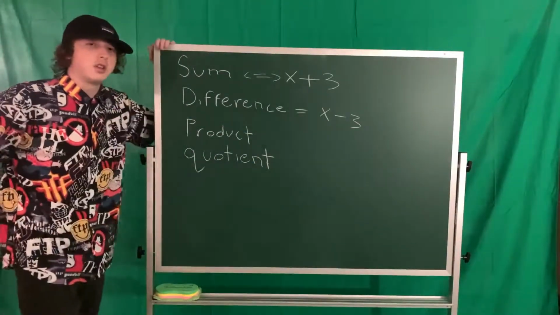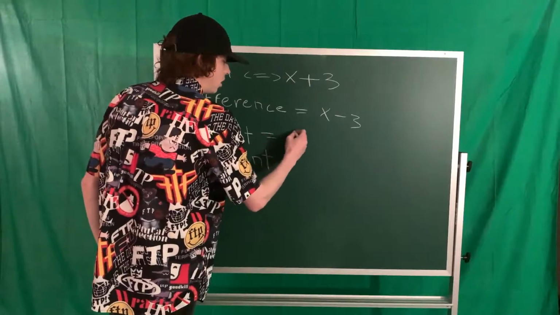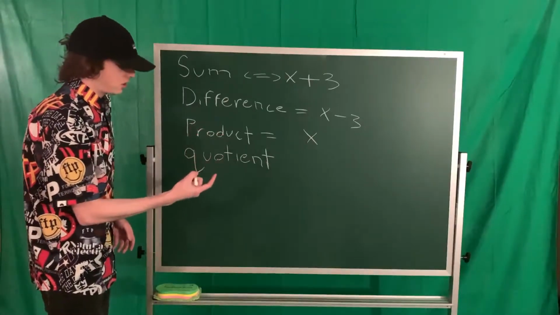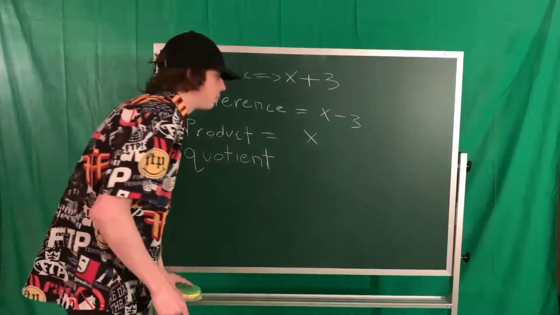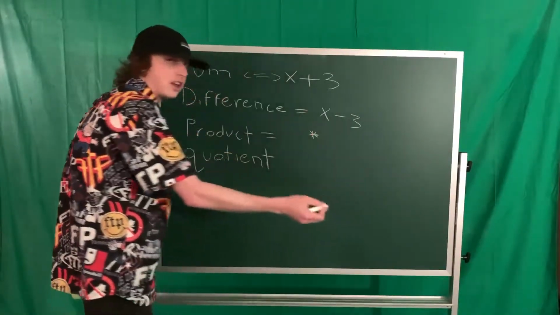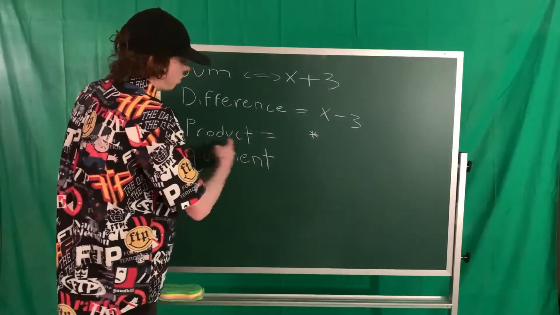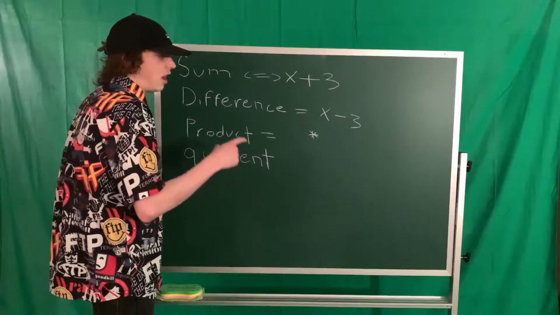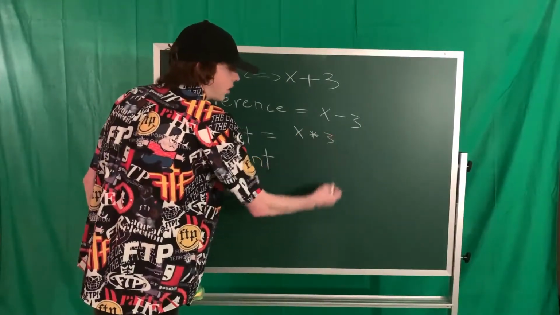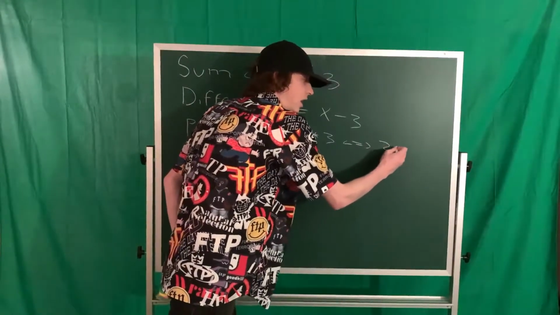Now the product is working with multiplication. So this would be saying that we're multiplying two values. Because we're using x, I don't want to use the x symbol for multiplication, so I'm just going to use a star. You might see a star, you might see a dot. I'm just going to use a star because it's easier to do with chalk. So with the product, if we have the product of x and a number 3, then it would be x times 3, or we can write it as 3x.